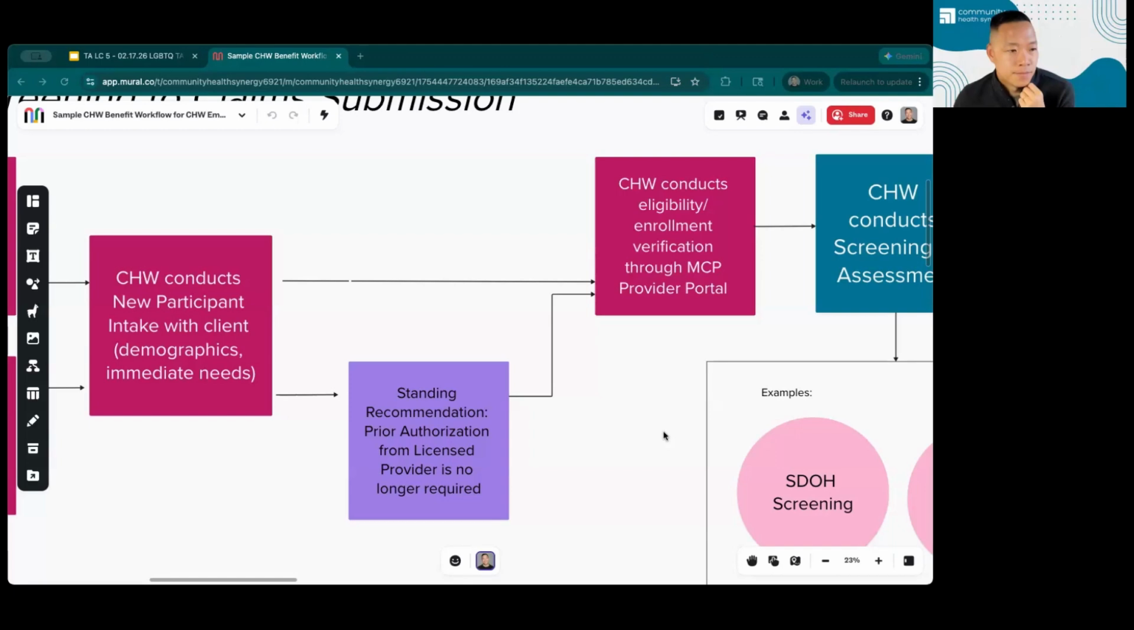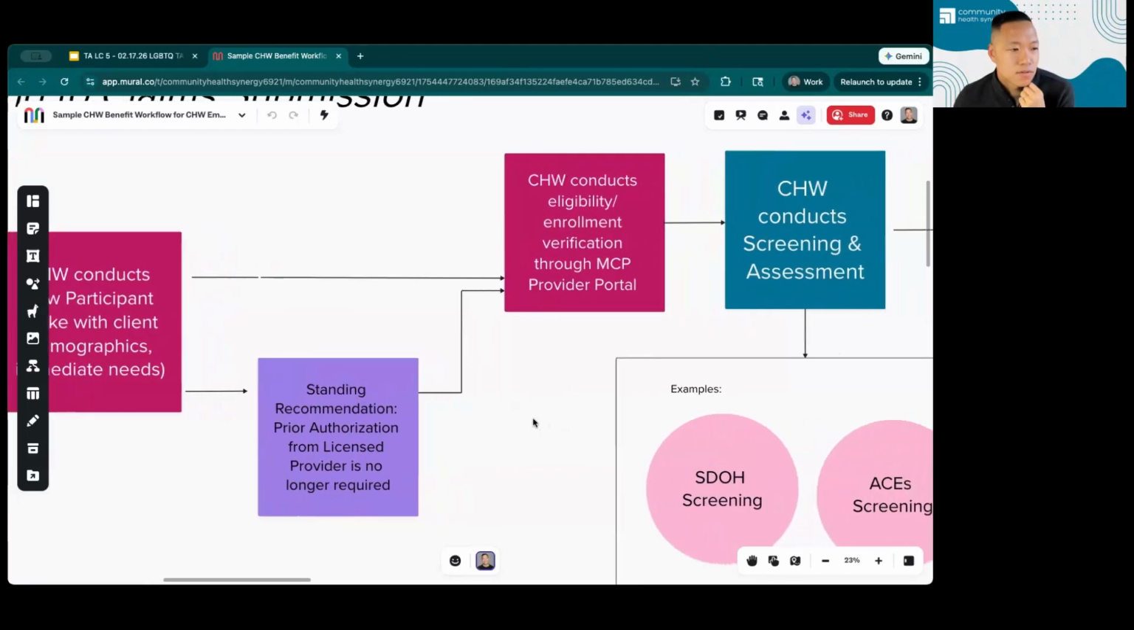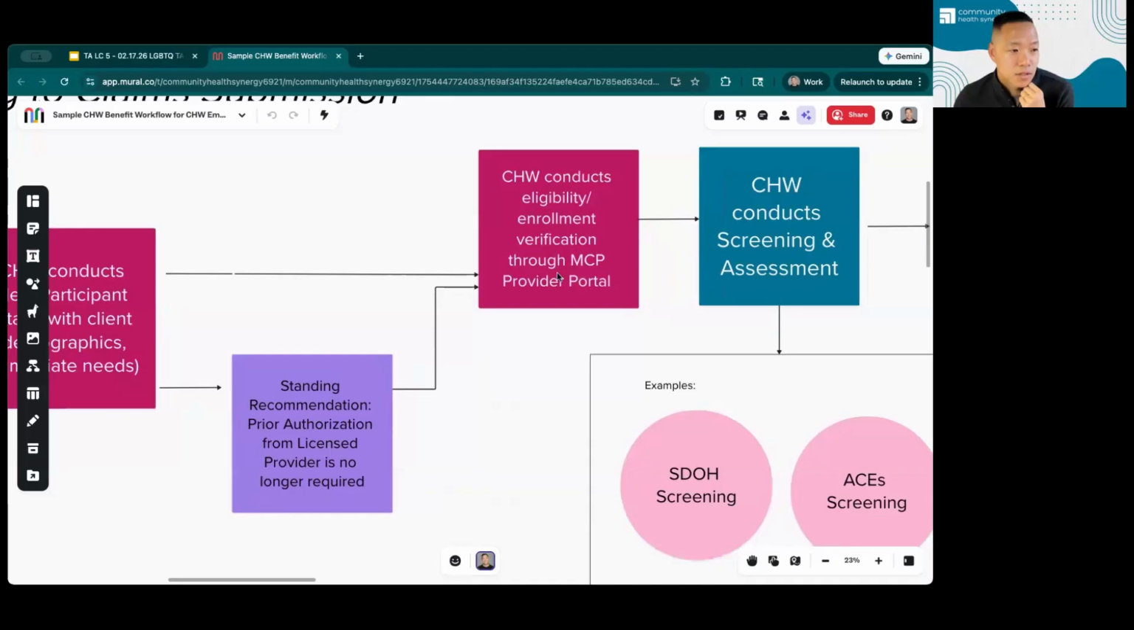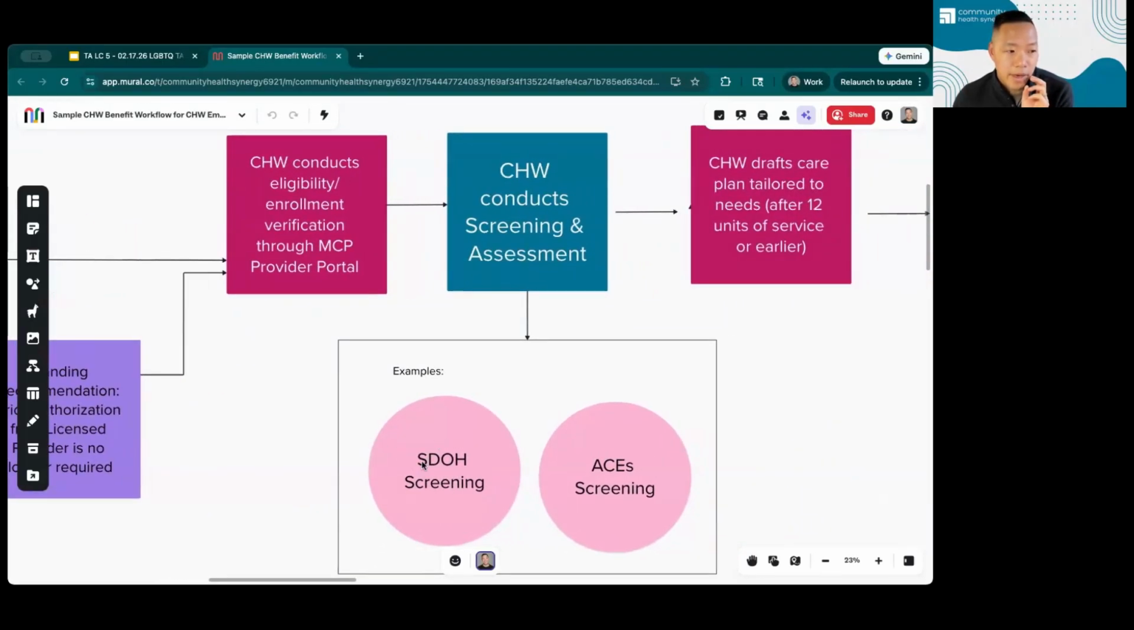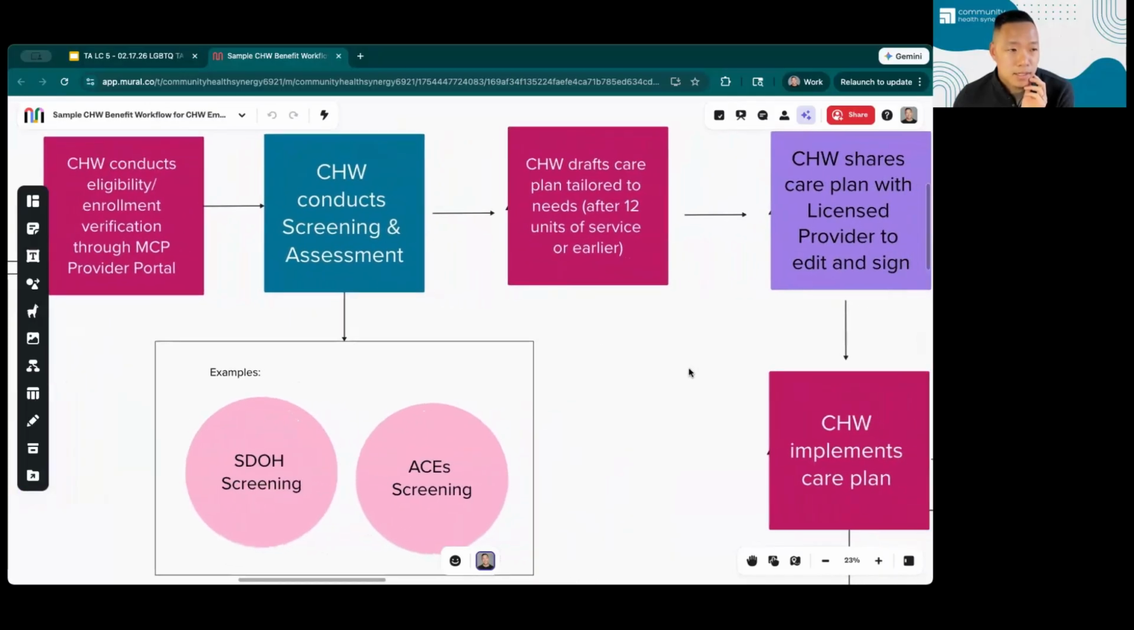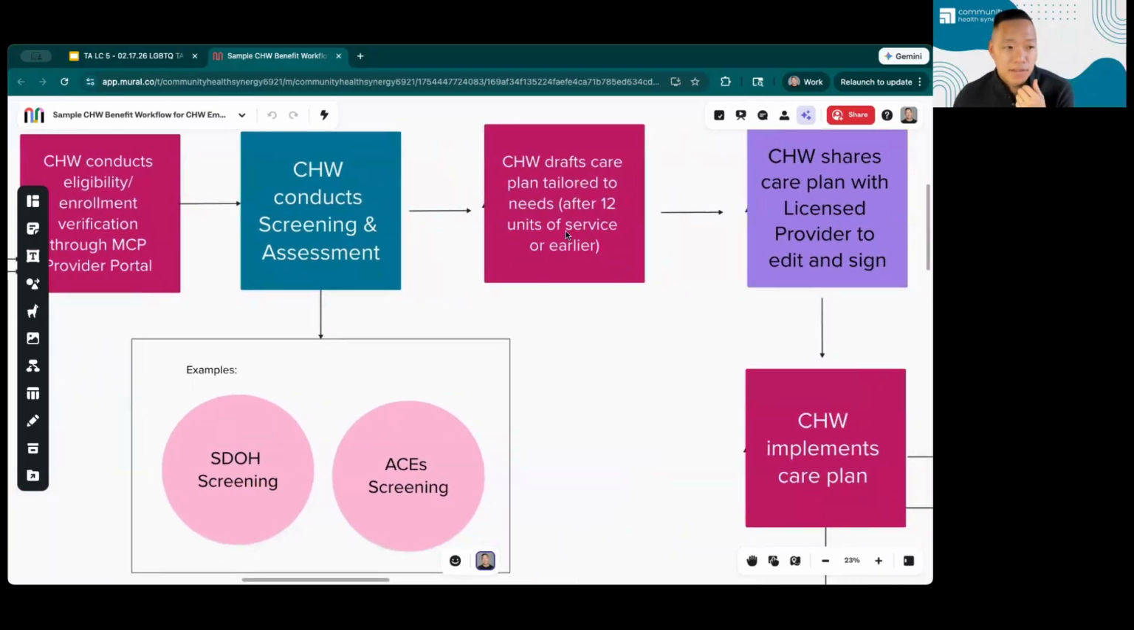So after you conduct the verification for eligibility through the portal, the standard recommendation allows you to conduct screening right away. These are the examples of the screening that we covered earlier. We have PREPARE that you can use for SDOH screening, you have ACEs screening, and so there are different types of screening that you can conduct. This blue means that you can get paid for the moment you screen. After that, what we typically recommend is that CHWs start drafting a care plan.